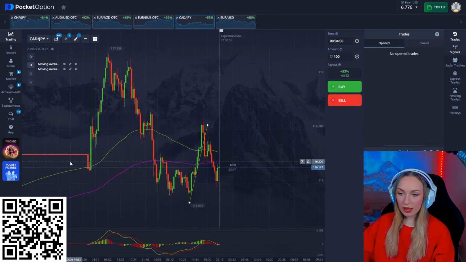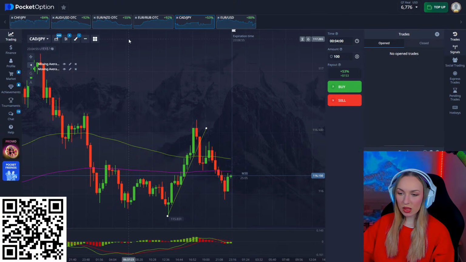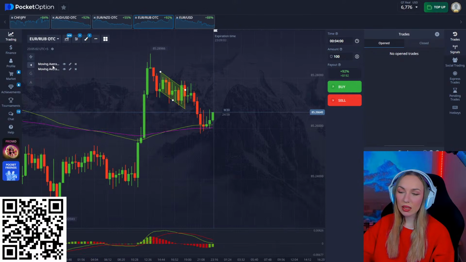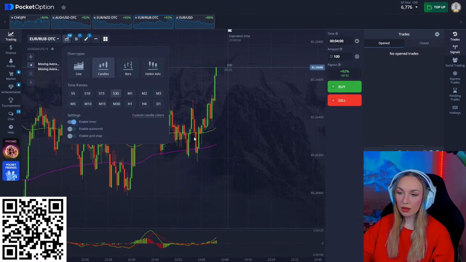What about this? I don't really like how this one moves. I don't see a clear structure here. In euro dollar we could see it, and on Canadian dollar unfortunately nothing.